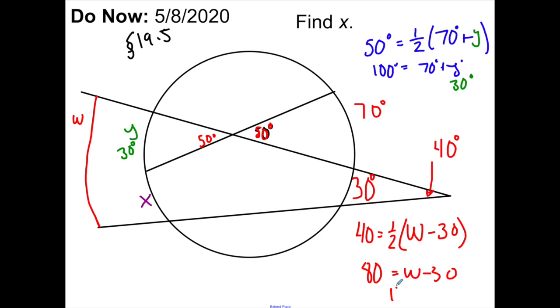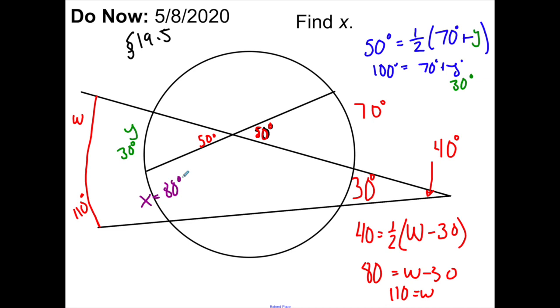So then what I want is w equal to 110. So 110 minus 30 is 80, divided by 2 is 40. So the whole arc is 110. And so if y is 30 and the whole arc is 110, then x is 80. So we get 80 plus 30 is 110, and 30 plus 70 over 2 is 50. So everything in the circle works out.